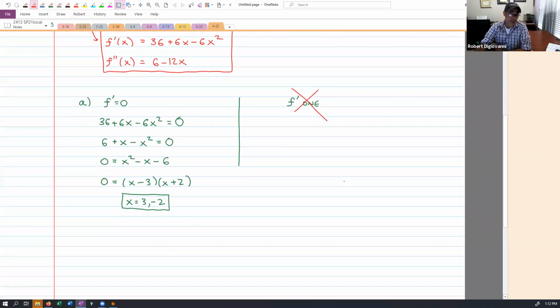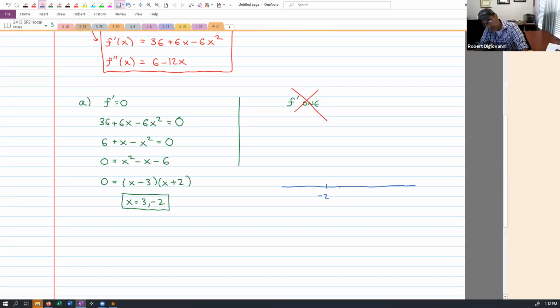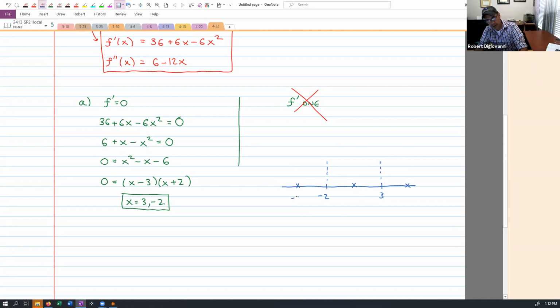Okay, so now continuing again from what we learned last class, we would now draw a number line. We would draw the two critical numbers, negative 2 and 3. That would split our interval up into 3 regions, and we pick test points. So I'm going to pick negative 3. I'm going to pick 0 because 0 is a nice number in there. I'm going to pick 4. And where do those get plugged in?